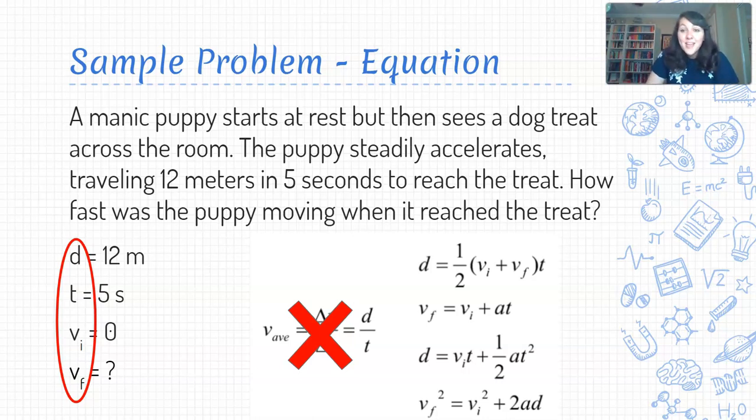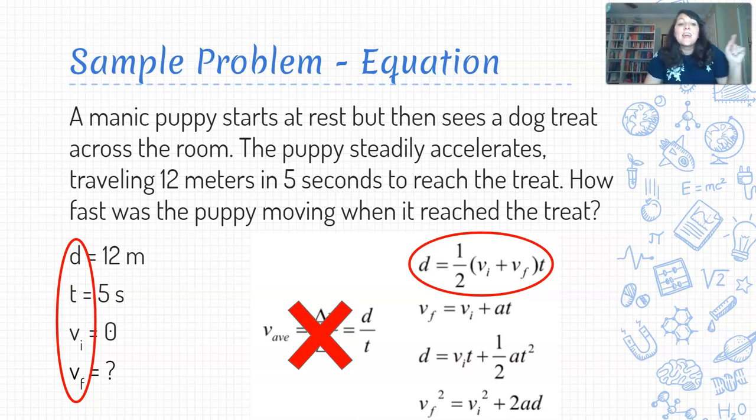All right, so looking for an equation that relates all 4 of those variables together, the equation that I found is the very first one. It has displacement, which I know. It has initial velocity, which I know. It has final velocity, which I'm trying to solve for, and it has time, which I know. All the other equations have acceleration in them. And while I know that the puppy accelerates, I don't know what the value of that acceleration is, so I can't plug anything in there, and I can't use any of those to solve this problem.